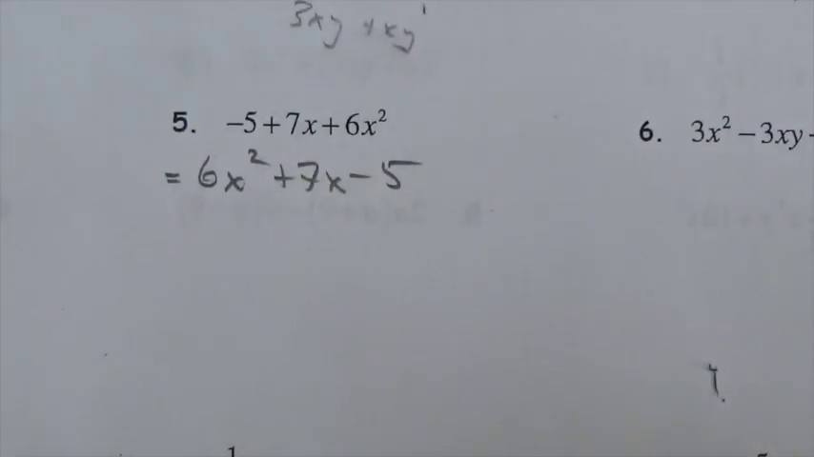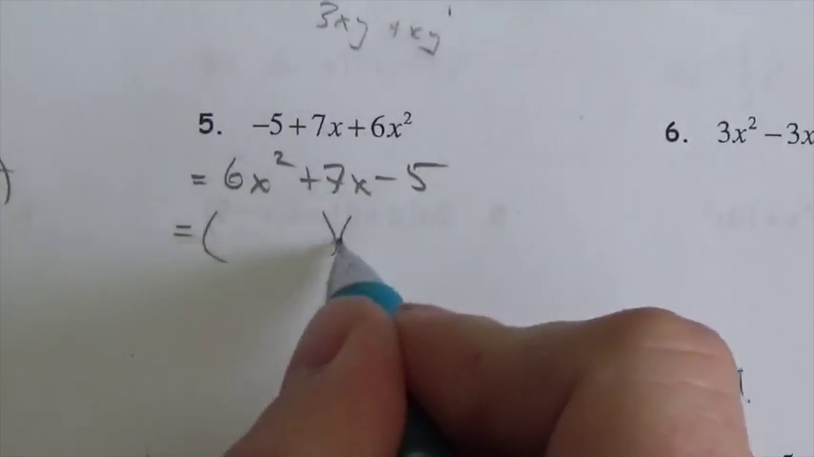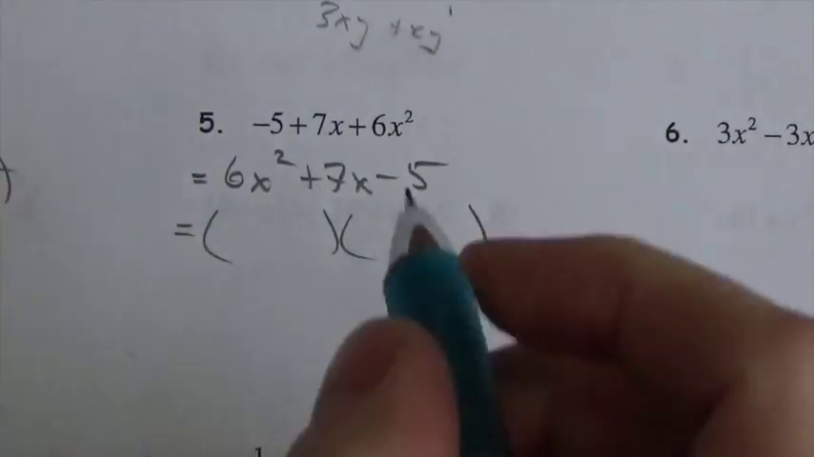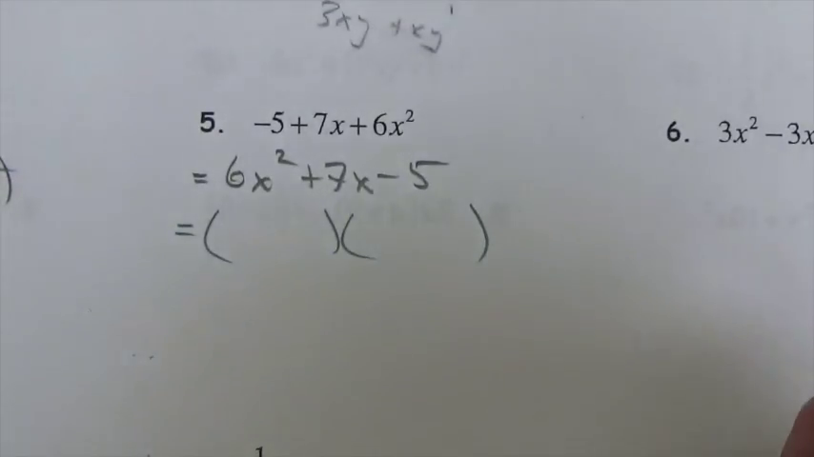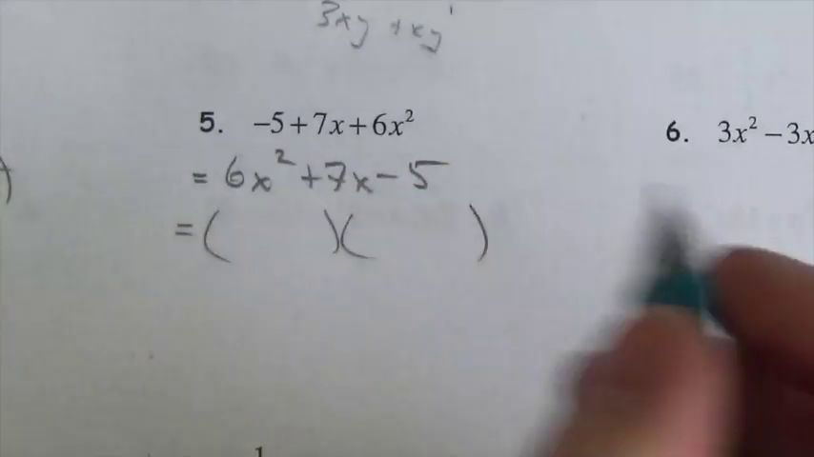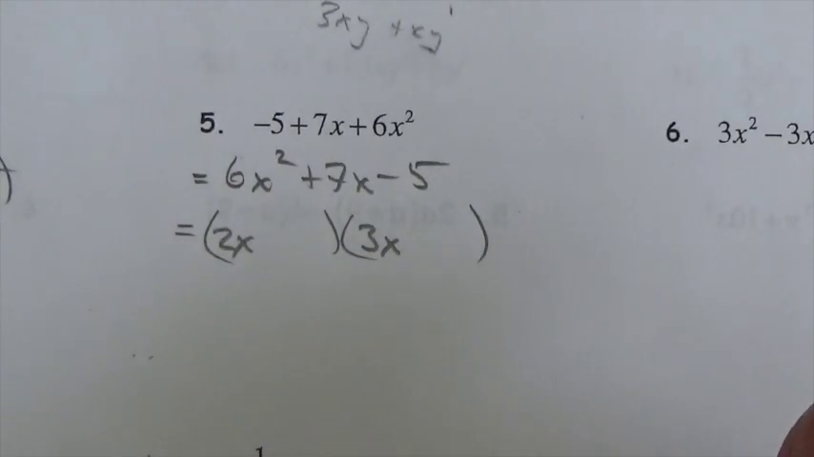Okay, that looks better. Now, there's nothing common to all three terms, so I'm going to throw down my 2 parentheses there. 6. Okay, 6 can break down into 2 and 3 or 6 and 1. I don't know what it's supposed to be, so I'm going to assume right now 2 and 3. I got to start somewhere.